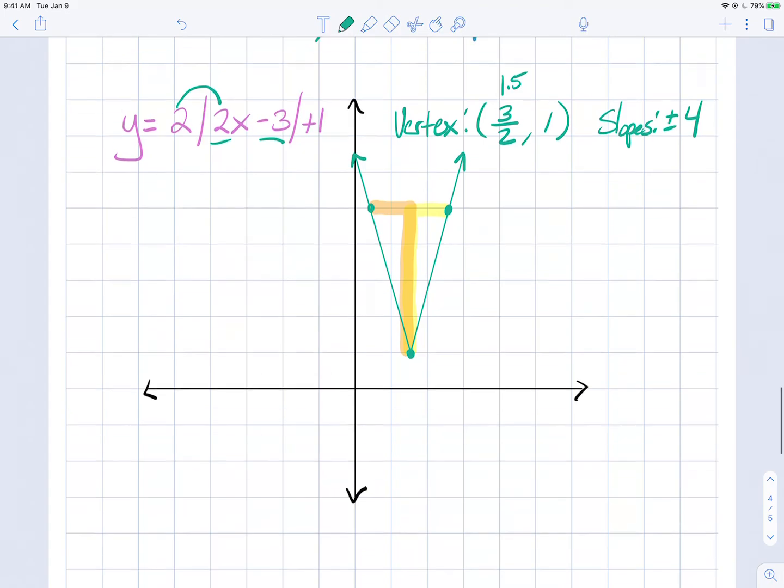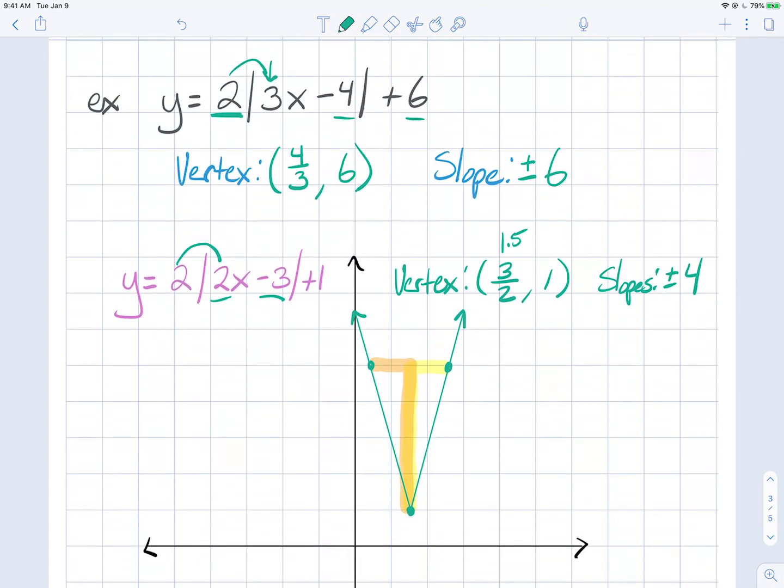And that is how you graph an absolute value equation if there is a coefficient of x within the absolute value.